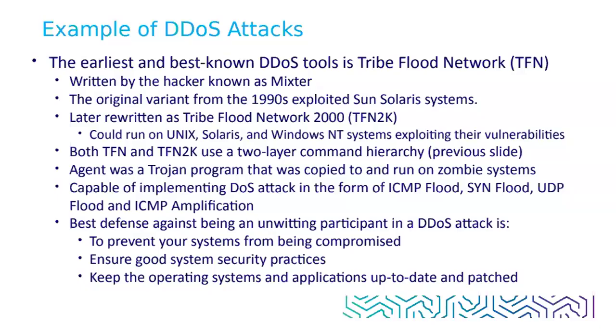The agent was like a Trojan program that was copied to zombie systems. The attacker first infects a computer using a Trojan horse. The Trojan secretly installs, and now the computer becomes a zombie or a bot, ready to receive commands. Instead of sending all attack traffic directly, the attacker abuses other systems to amplify the amount of traffic reaching the victim. A relatively small request can trigger a much larger volume of response traffic directed at the victim. This greatly increases the attack effectiveness, and it also uses fewer attacker resources.